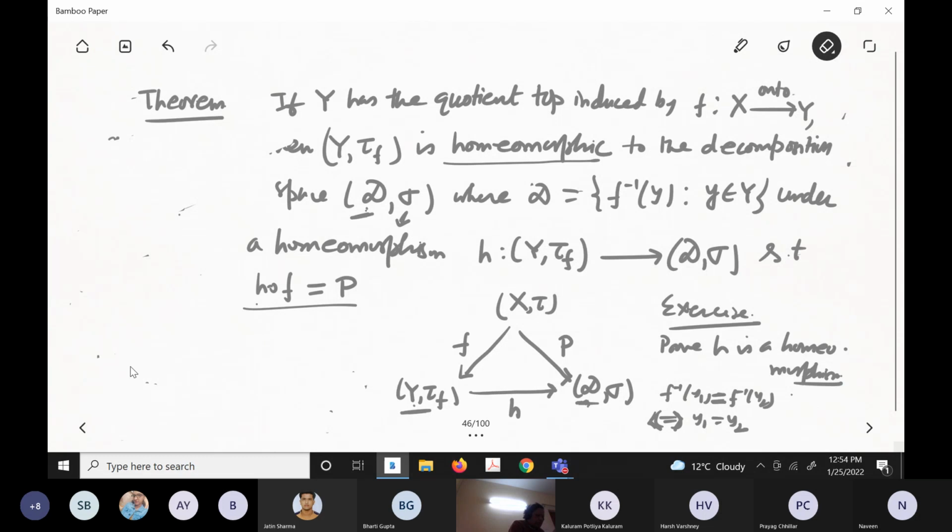So H is continuous. Look, if Y has the quotient topology induced by X and by that, then induced by this F we already know it is continuous. So in the previous way you will prove that. Now look, if H is continuous, you'll prove it in a similar way.